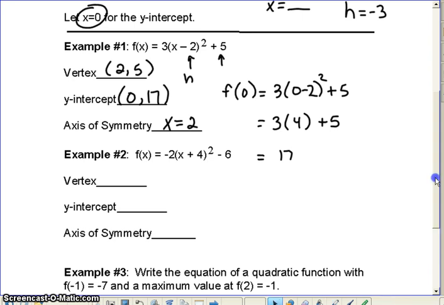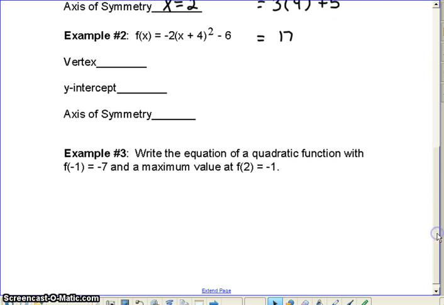All right, look at another example, example number 2. Let's get started by identifying what h is. H is negative 4. K is negative 6 this time. Before it was a positive number because it said plus. Now this says minus, so it's a negative. All right, so the first thing we're going to do is look at h and k for the vertex. H is negative 4, k is negative 6, so the vertex is at negative 4, negative 6.